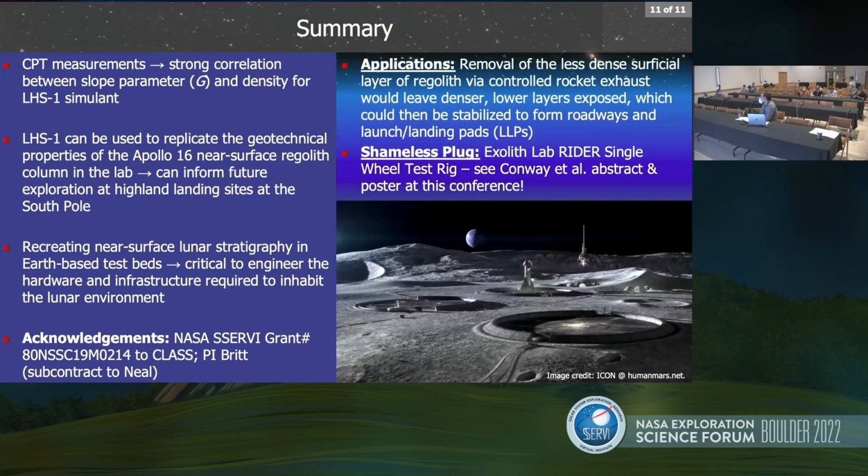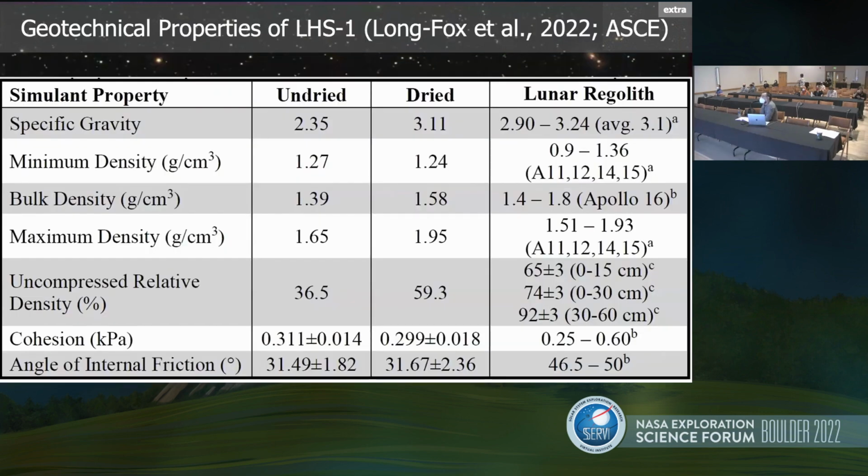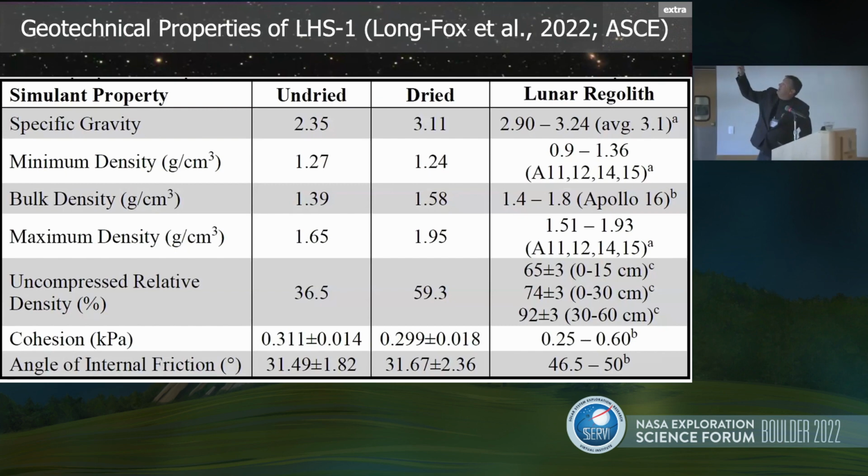In the time I could show, I left the table out of my slides. I always try to do that. So there's geotechnical properties. This is from Long Fox et al., as I said, in this year's ASCE, Earth and Space. And we tested undried and dried, and then the lunar regolith values from a lot of these references are from Carrier et al., Lunar Source Book, Mitchell et al., 1972, Apollo 16 Preliminary Science Report. So if you're interested in seeing that.